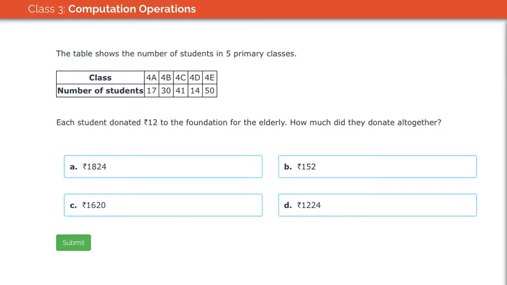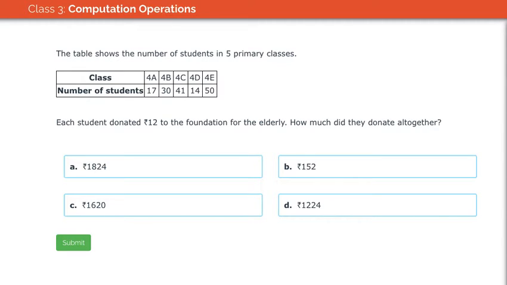Super job! The table shows the number of students in the primary classes. Each student donates 12 to the foundation for the earthquake. How much did they donate altogether? So looks like we have to add all of these numbers and multiply it by 12. So let's start.